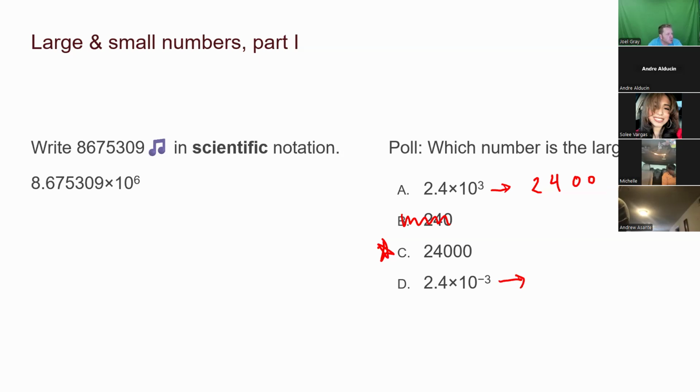Who's ready with answer option D? Aiden, again, is correct. So we're moving it to the left. Whenever I see this negative, I always just visualize it as an arrow pointing to the left. So 1, 2, 3. So 0.0024.